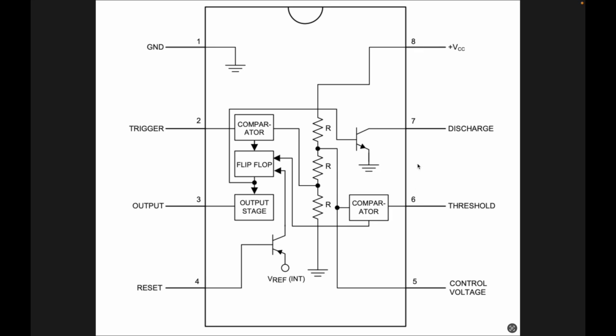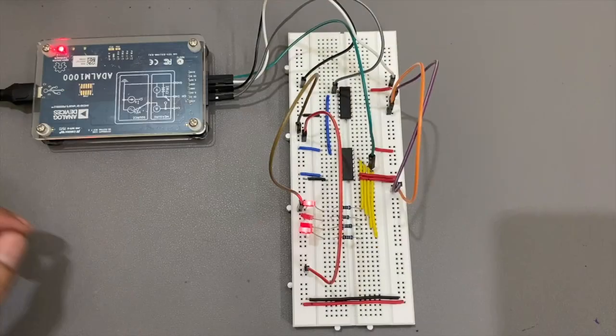The seventh pin is a discharge, which opens collector output, which discharges a capacitor between intervals. And the 8th pin is a VCC, which is connected to an input voltage of 5 volt, which we provide through ADALM1000. Here is my circuit.